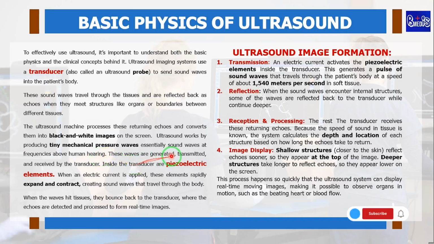The waves are generated, transmitted, and received by the transducer. Inside the transducer are piezoelectric elements or piezoelectric materials. When an electric current is applied, these elements rapidly expand and contract, creating sound waves that travel through the body. When the waves hit tissues, they bounce back to the transducer where the echoes are detected and processed to form real images. Now let's take a look at ultrasound image formation, how the images are being formed.